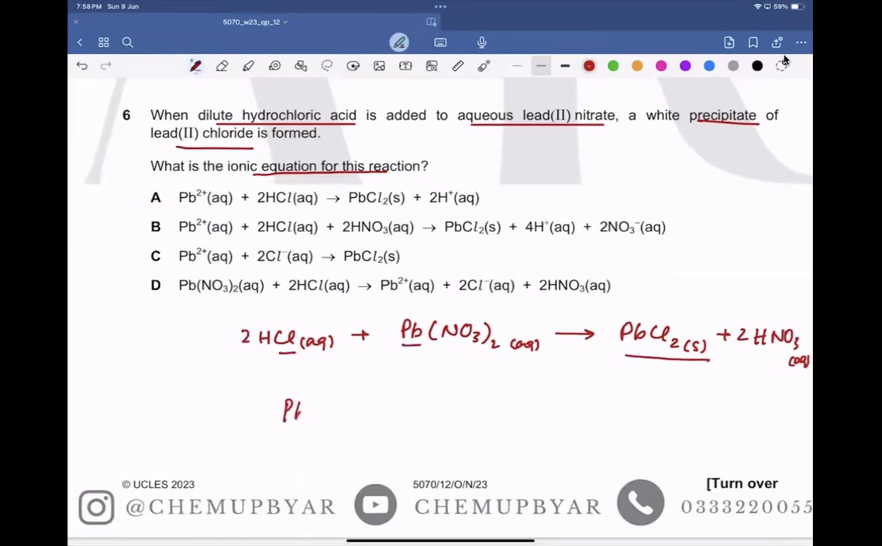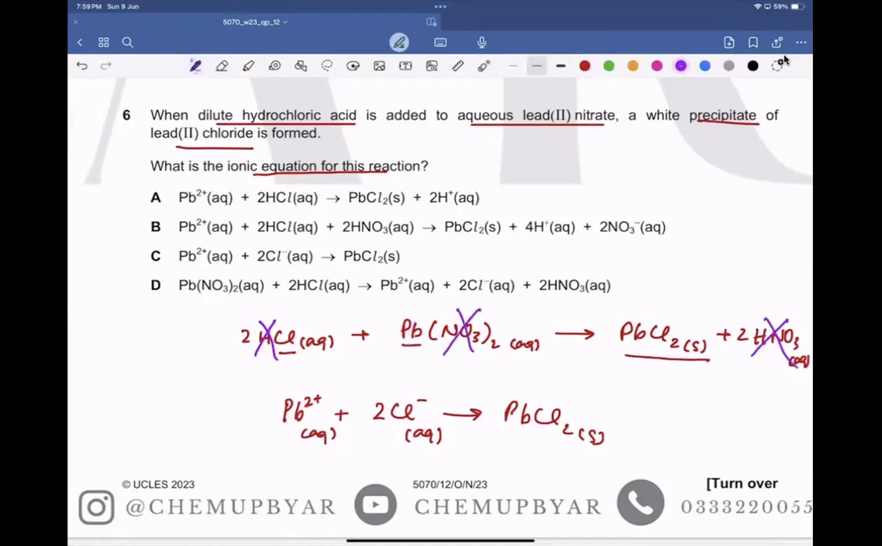So the ionic equation would have lead ions, two chloride ions, and lead chloride, because these are the ions whose state is changing. Hydrogen ion, no, sorry, not lead, nitrate ion, and over here these are going to be cancelled out. So A is wrong, B is wrong, D is wrong, and C is our correct answer. Is this clear to all of you?